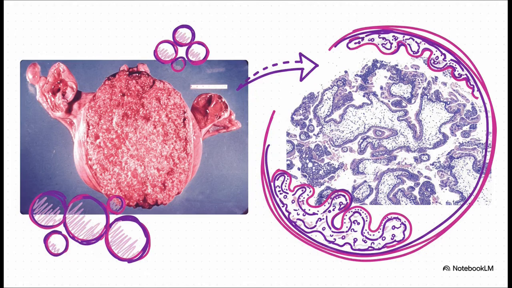This is a beautiful slide, a classic gross microcorrelation for your exams. On the left, you see the uterus is filled with these grape-like structures. Now look on the right at the microscope view. That's exactly what those grapes are, massively swollen hydropic villi. This is the classic picture you must remember.